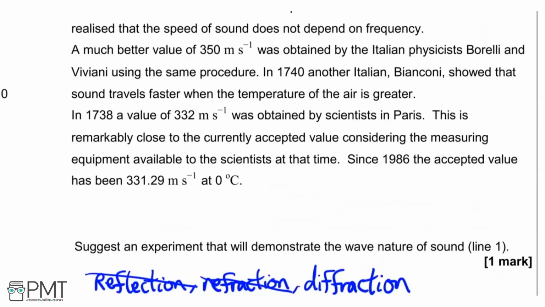So what you can see here from the very last line is that the value of C can be given as 331.29 meters per second, and that's at 0 degrees Celsius. So what we can do is put those numbers straight into the equation and find a value of K. Nice, easy 2 marks there.